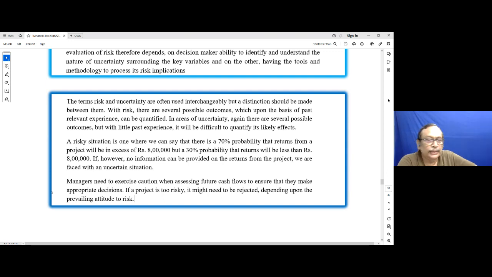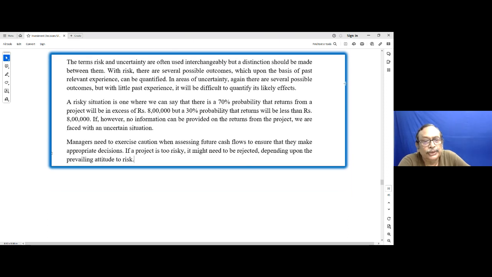In areas of uncertainty, again, there are several possible outcomes, but with little past experience, it will be difficult to quantify its likely effects. A risky situation is one where you can say that there is a 70% probability that returns from a project will be in excess of rupees 8 lakhs, but a 30% probability that returns will be less than rupees 8 lakhs. If, however, no information can be provided on the returns from the project, we are faced with an uncertain situation. So managers need to exercise caution when assessing future cash flows to ensure that they make appropriate decisions.